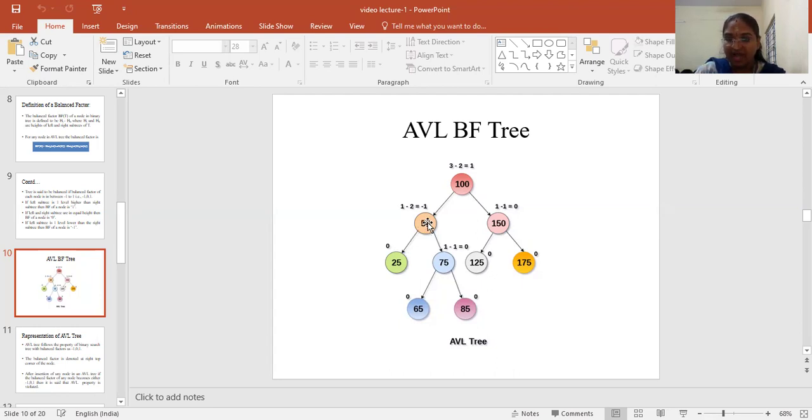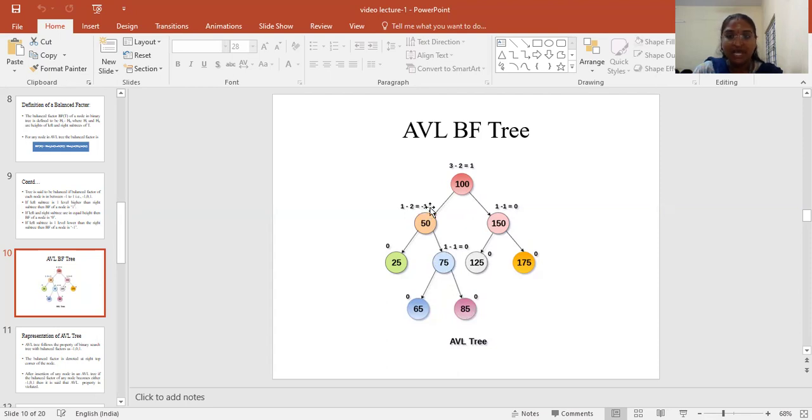Coming towards 50. Okay, now 50 has two right children. Either it can be considered as 75 or 65, or 75 or 85. But it has two children at the right side and one child at the left side. Whenever we have a child at the left side, it will be considered as a 1. So I have taken 1. Now at the right side, the values will be counted within the children, right? So 1 and 2. Here, how many children are there? 2 children, right? So 1 minus 2 is equal to minus 1.